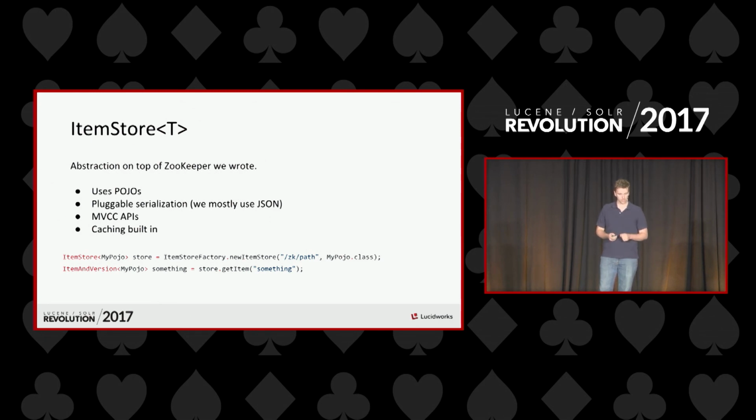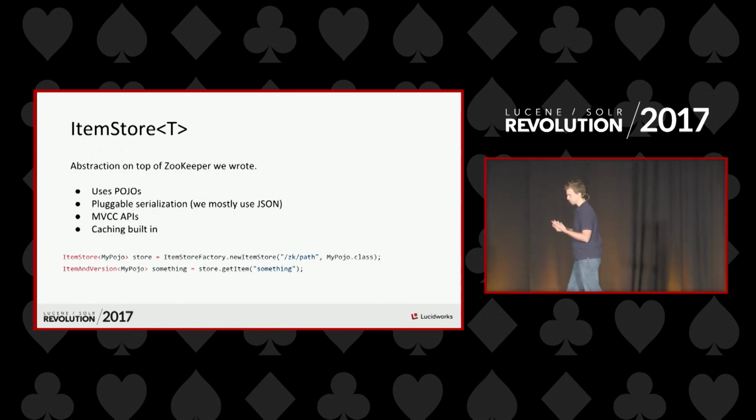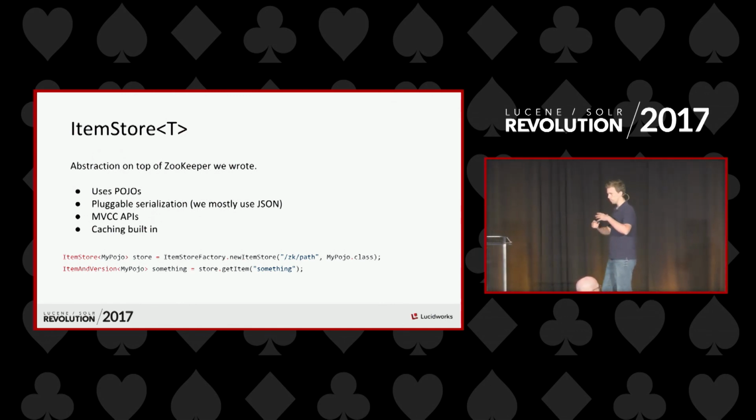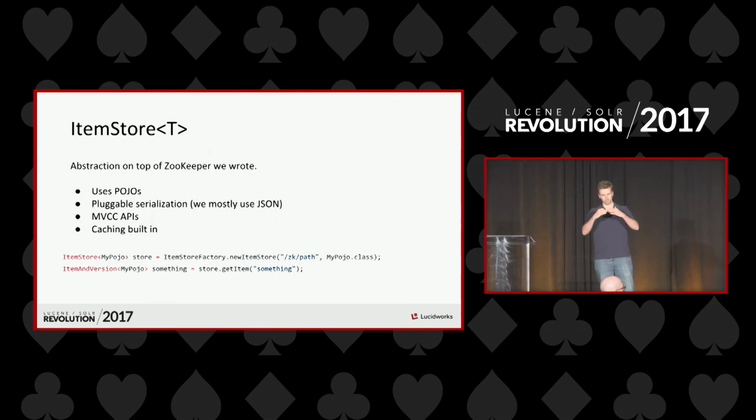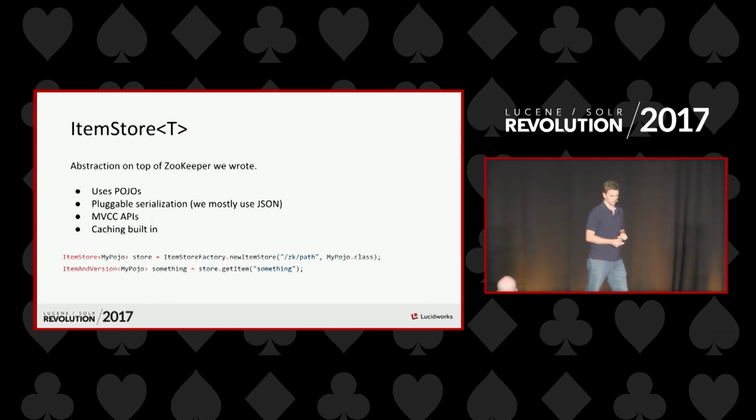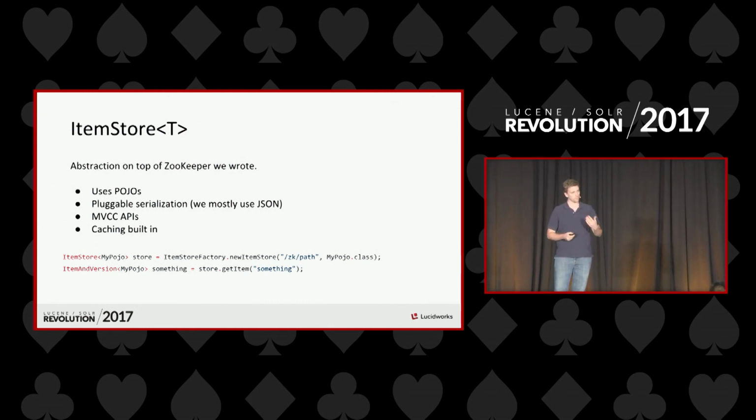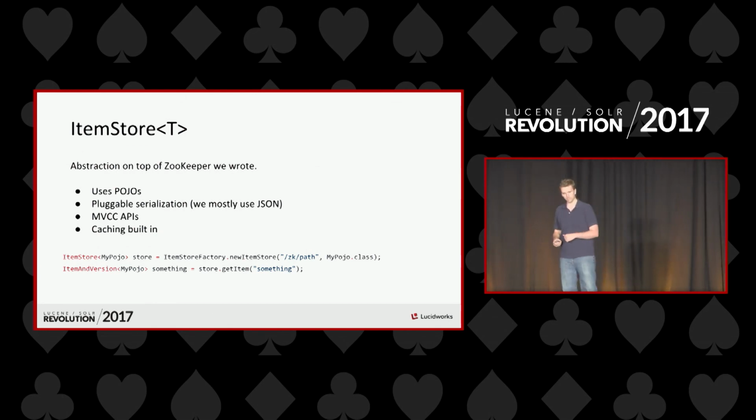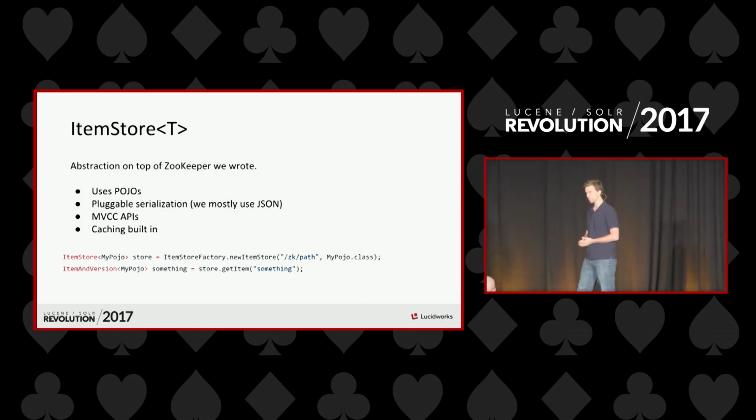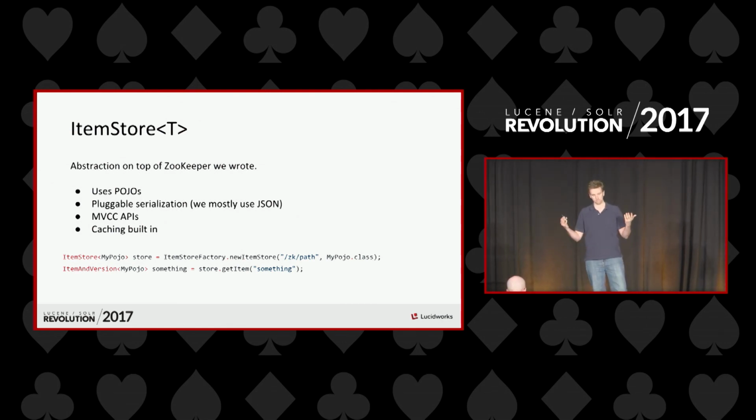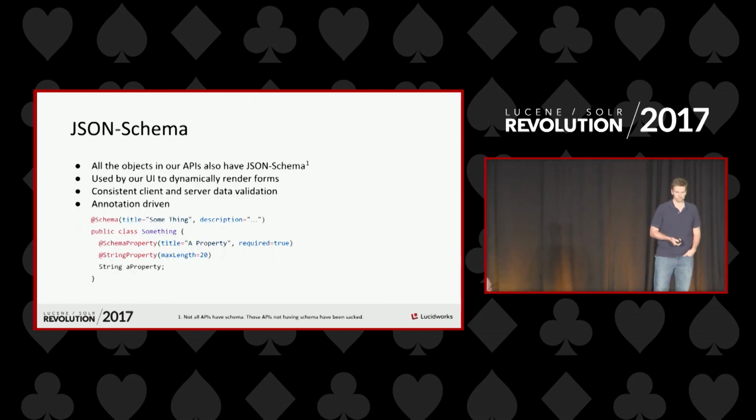Another thing we get from Curator is caching. There's basically a recipe called path child cache, I think, or something like that. And it's basically exactly what it sounds like. It's a cache. So for some objects, we don't want to be reading constantly. Like if it's something that happens at query time, we don't want to be looking it up for every request. In Zookeeper, that puts a lot of read pressure on the system, and that can cause problems. So we use caching pretty heavily.